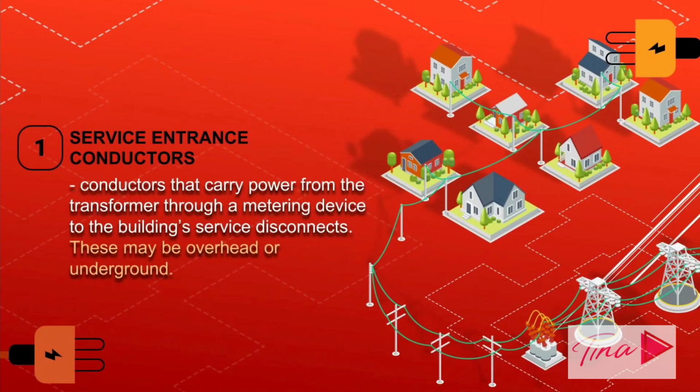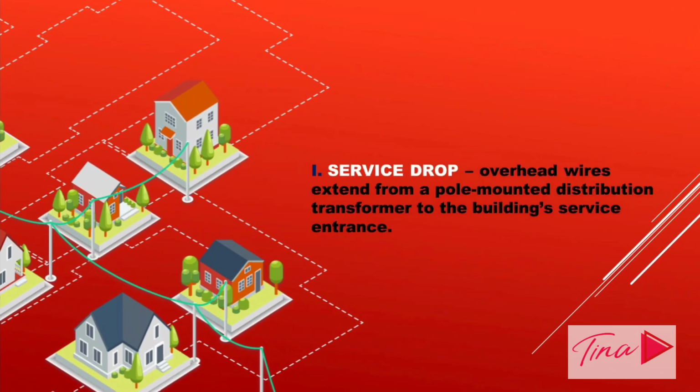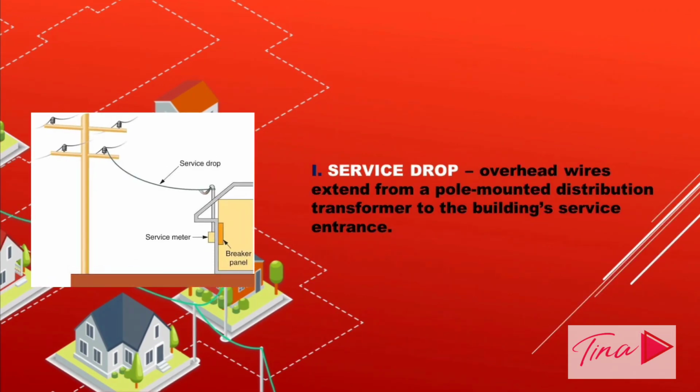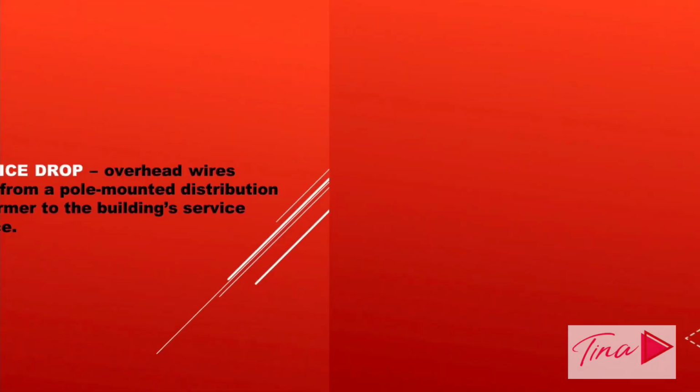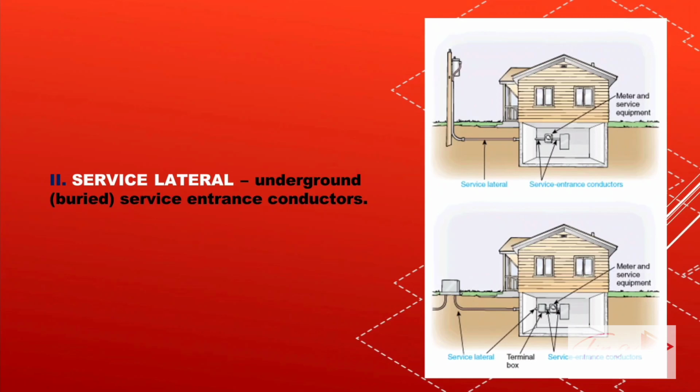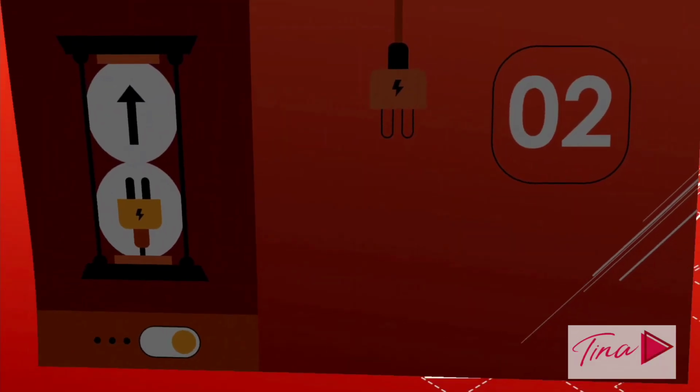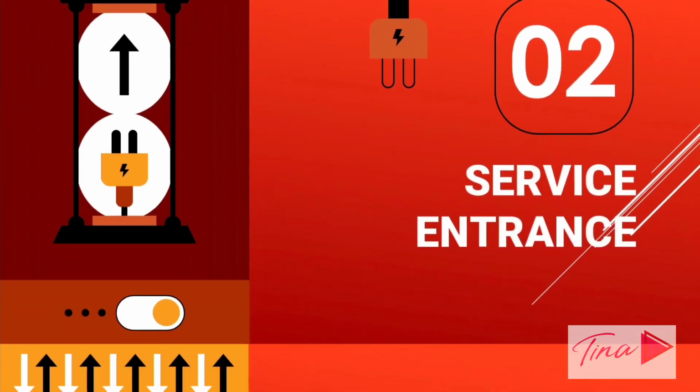Under the service entrance conductors, we have the service drop. These are overhead wires that extend from a pole-mounted distribution transformer to the building service entrance. Next, we have the service lateral. These are underground or buried service entrance conductors. Up next is the service entrance.